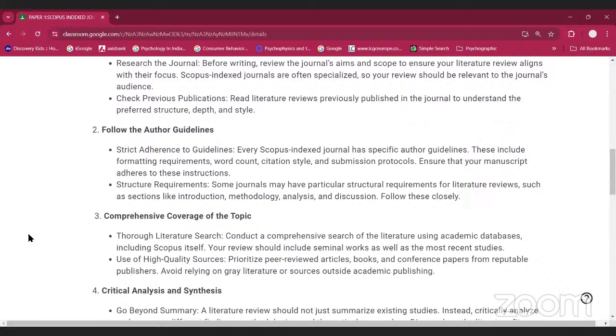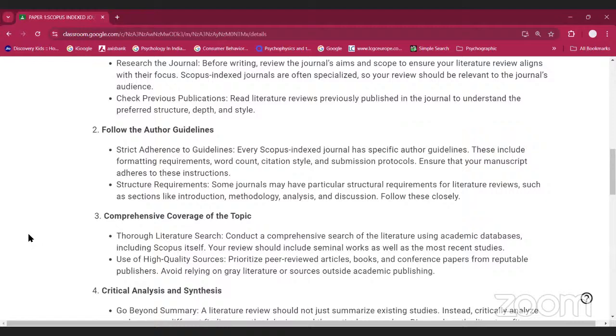Now, structure requirements. Some journals may have particular structural requirements for literature reviews, such as sections like introduction, methodology, analysis, and discussion. Follow this closely. Third is comprehensive coverage of the topics. Through literature search, conduct a comprehensive search of the literature using academic databases, including Scopus itself. Your review should include seminal work as well as most of the recent studies.